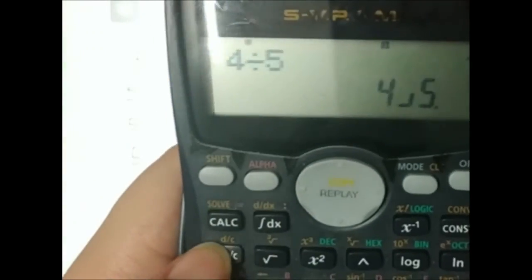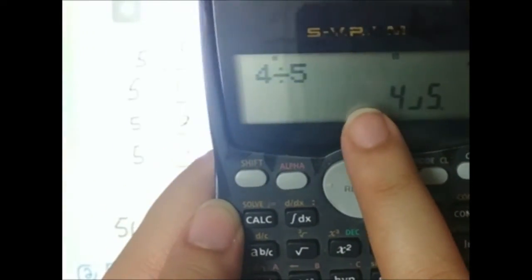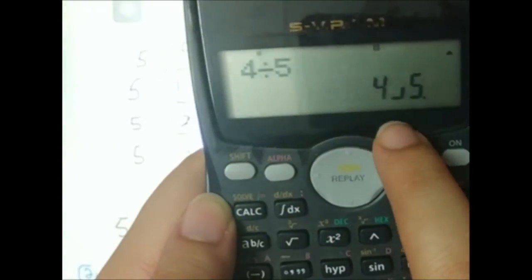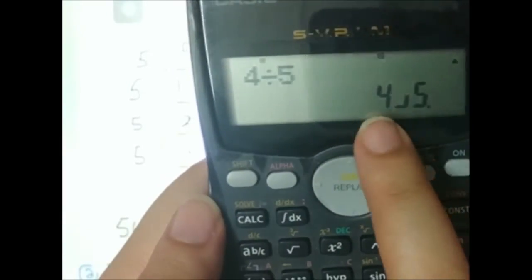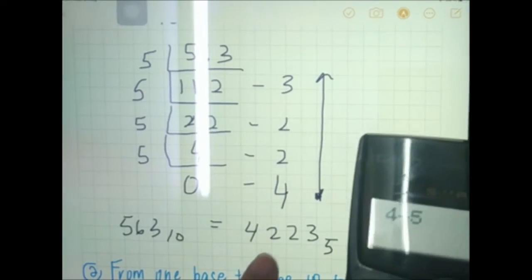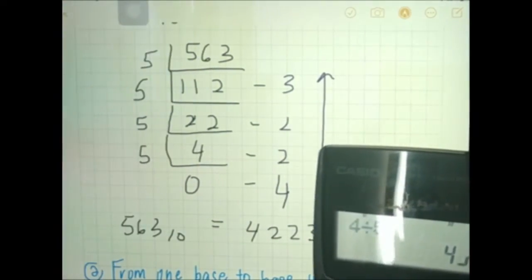So 4 divided by 5. At the front here is 0, right? So we write 0. The one in the middle is 4, and it's over 5. So the remainder is 4. So that's how we get our remainder and our number. Okay?